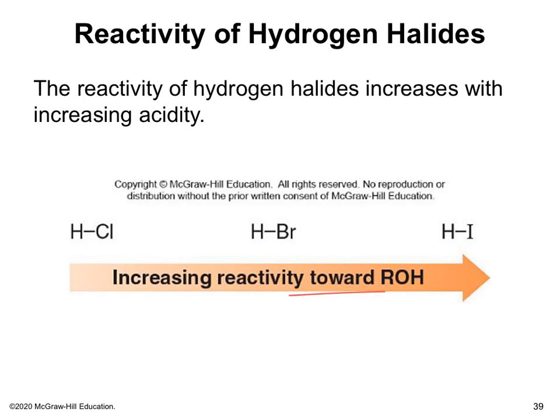So for the reactivity towards the alcohol, this is a stronger acid, and it's a better nucleophile. So HI is going to be the fastest. HCl will be the least because of the size of the chloride. Chloride is not as polarizable as the big iodide, and that's also the reason why it's not as acidic as HI.